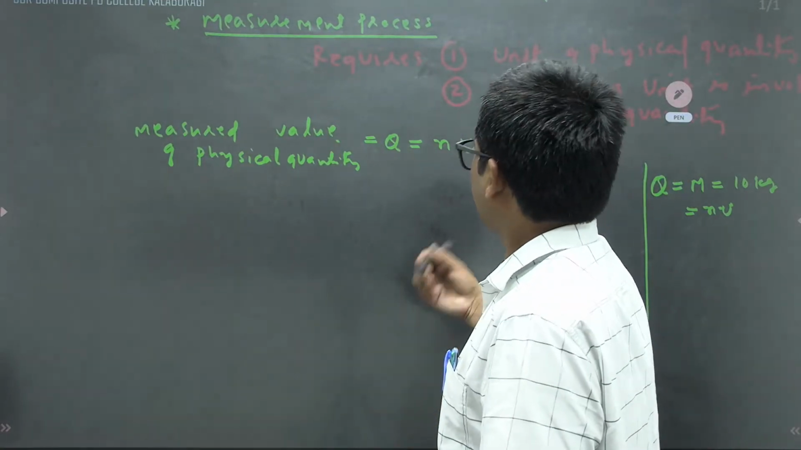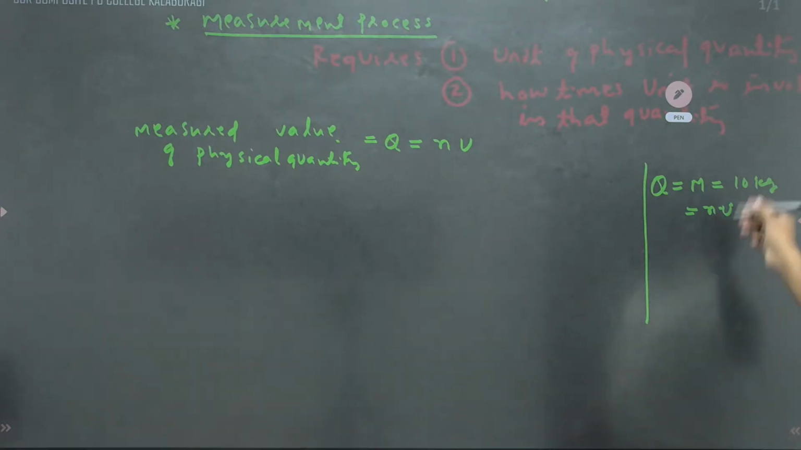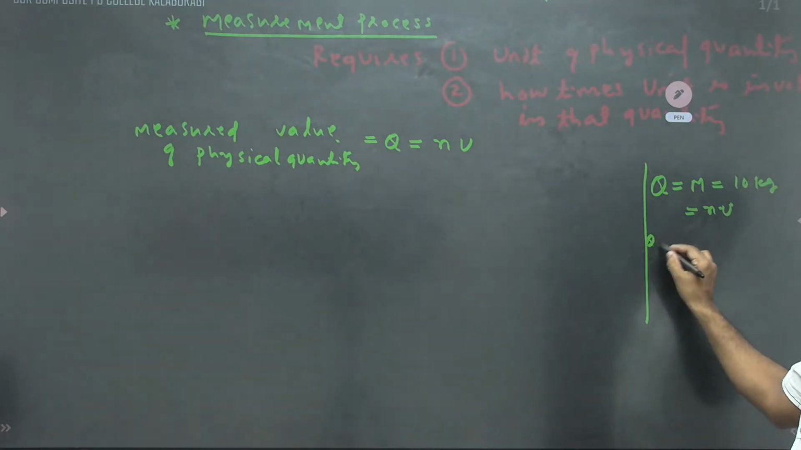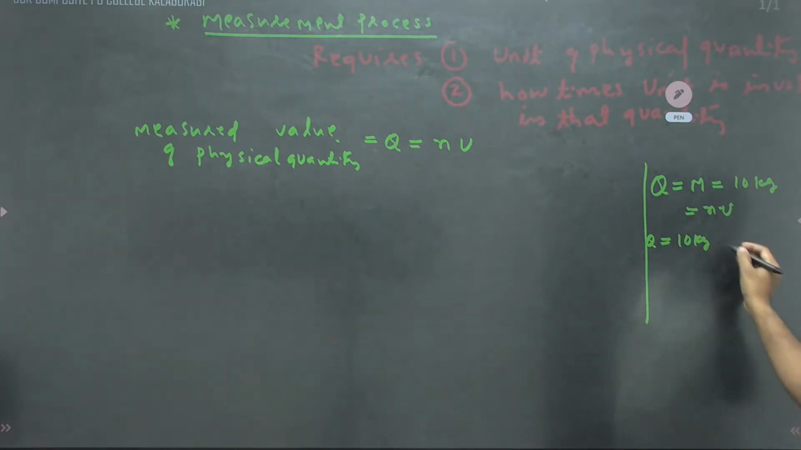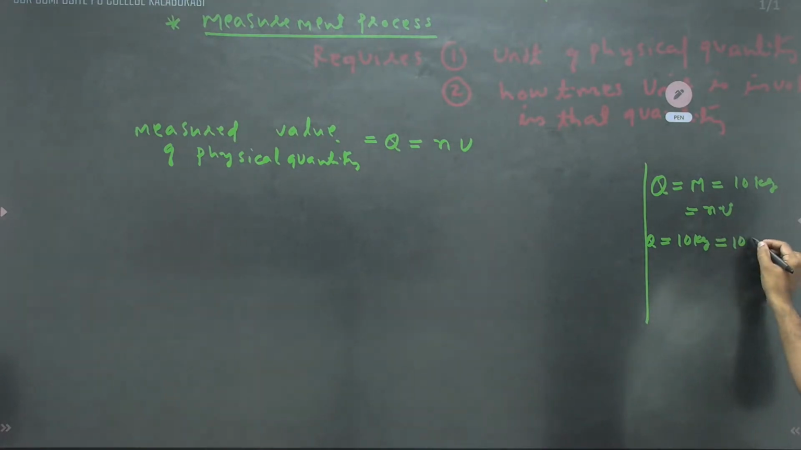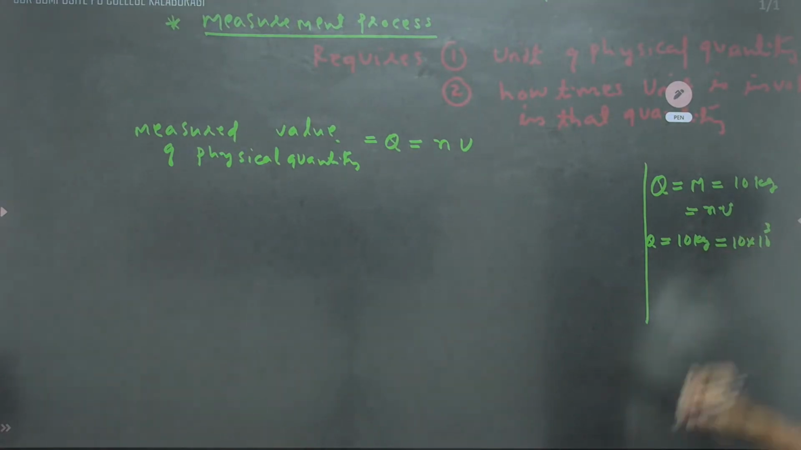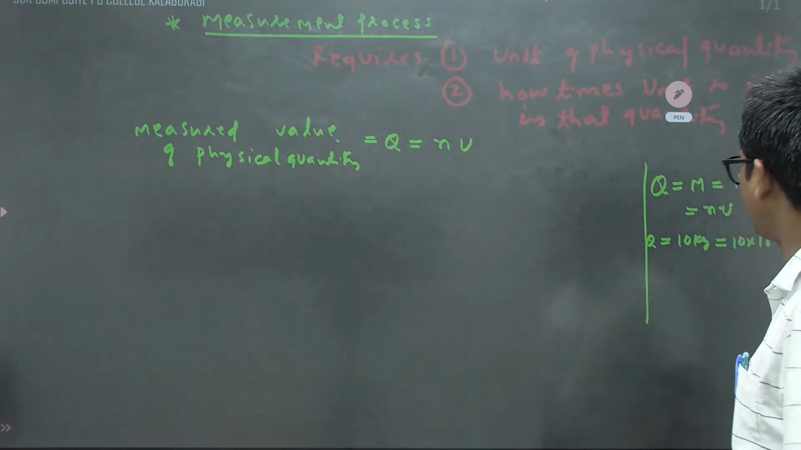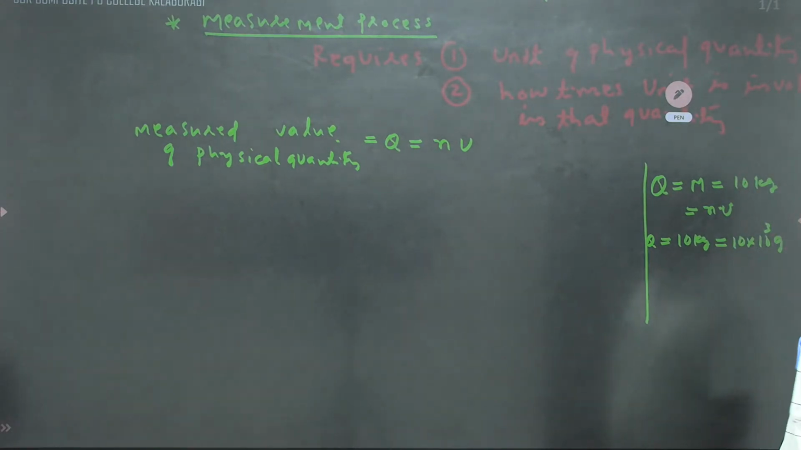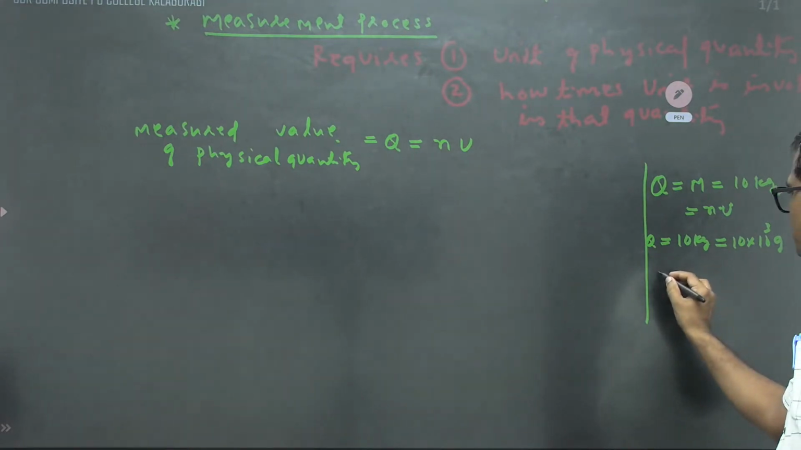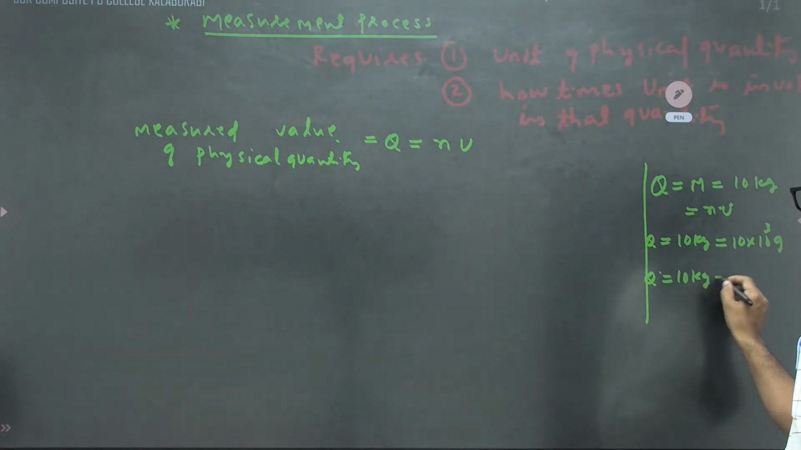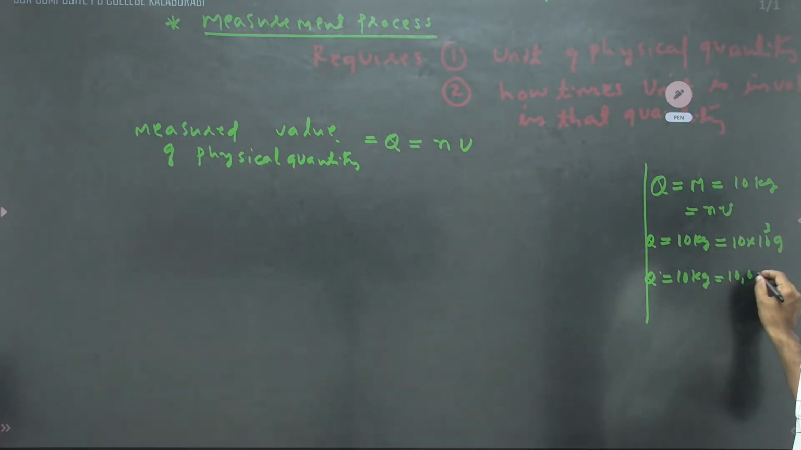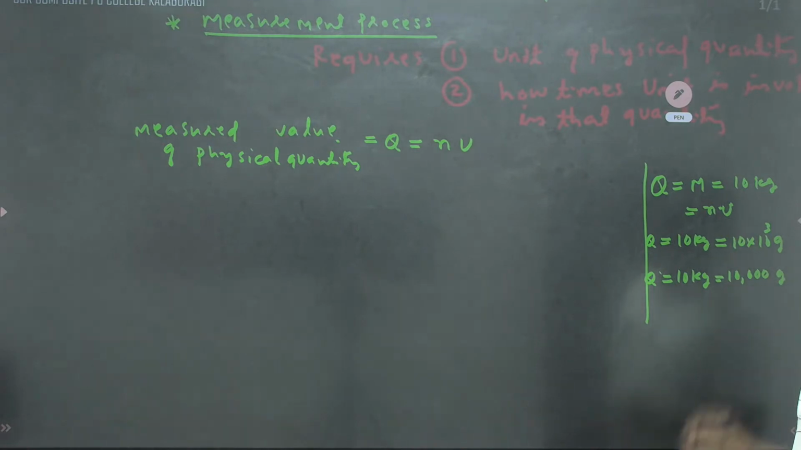Now suppose this quantity is 10 kg. Can I write that 10 kg in terms of gram also? Kilo means 10 to the power 3. So q is equal to 10 kg, and it can be written as 10,000 gram.